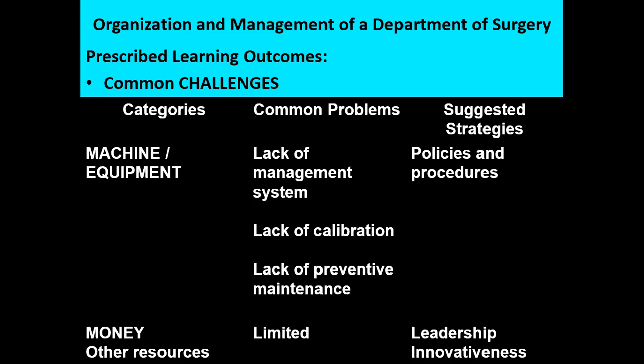Under machine and equipment categories, the common problems are the lack of management system, lack of calibration, and preventive maintenance of the machines and equipment. Suggested strategies will be policies and procedures on use of the equipment and machines.